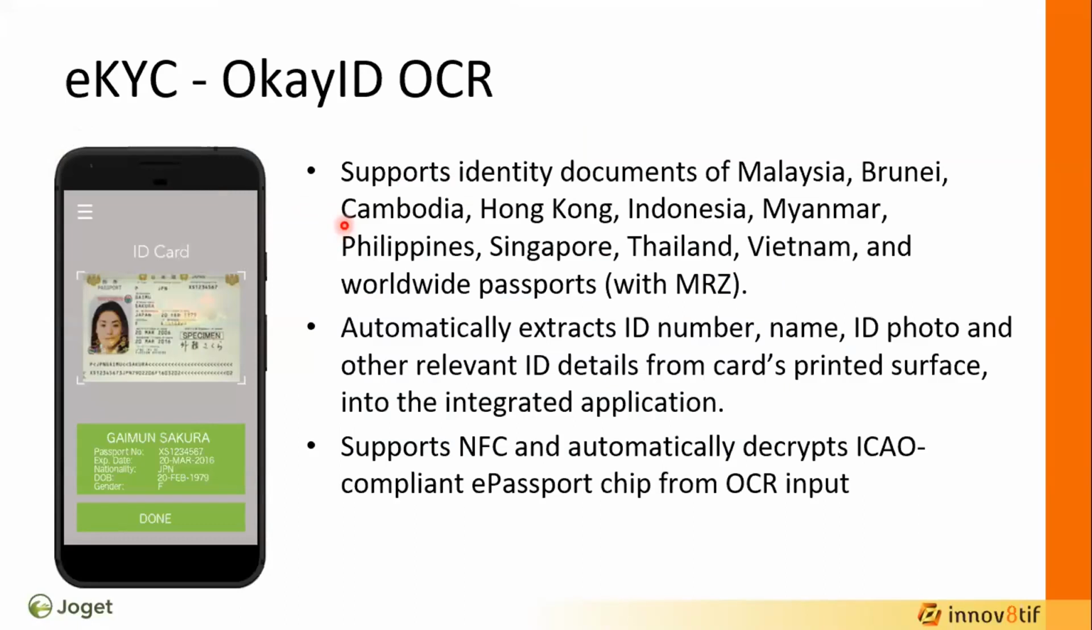All right, moving to the next one would be the OKID OCR. This is actually our eKYC component for ID capture. It does support identity documents for Malaysia, Brunei, Cambodia, Hong Kong, Indonesia, and so forth. We also provide support for worldwide passports, as long as they have the MRZ. What this does is automatically extract the ID number, name, ID photo, and all the relevant ID details into your application, and it also supports NFC as well.